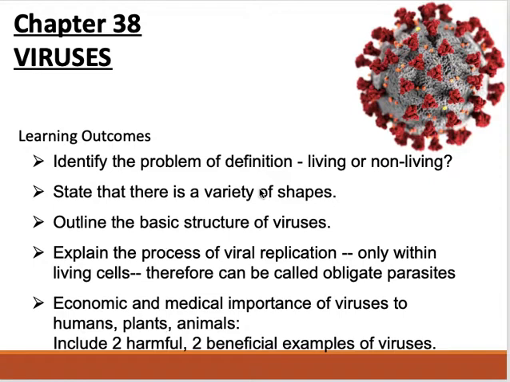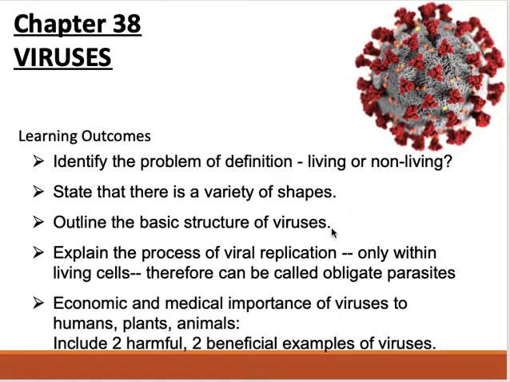of this chapter. First of all, we need to look at the problem of defining viruses as either living or non-living. They have some characteristics of both, and we'll need to be able to list some of those characteristics and discuss why it's a problem coming down on one side or the other, saying that they are living things or they're not. Then you need to know that there's a variety of shapes of viruses. You need to be able to list those shapes.